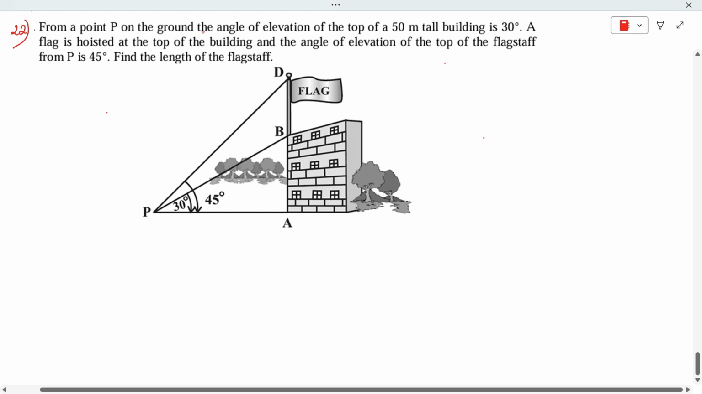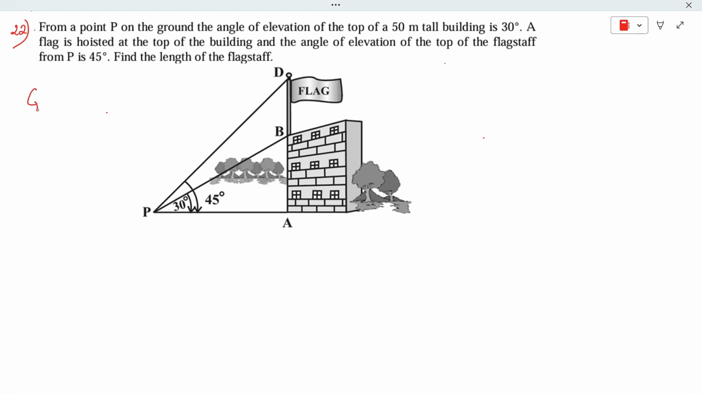Let's do question number 22. So it is a trigonometry based question. First let me find out what is given in the question. From a point P on the ground, the angle of elevation of the top of a 50-meter tall building. So this is the height of the building, that is AB is equal to 50 meter, and I am specifying it in the figure as well. A flag is hoisted at the top of the building, and the angle of elevation from the point P to the flagstaff is 45 degree. I don't know the height of the flagstaff, so I'm just making this as x. So BD is x meter.